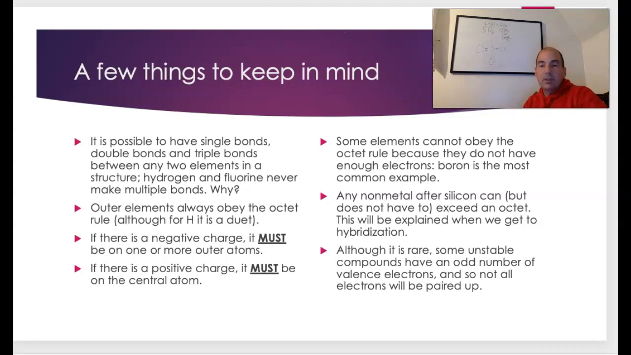And that has to do with something called hybridization, which comes up later in the unit. So for now, just understand that any nonmetal after silicon, not including silicon, can exceed an octet. And yes, it is possible once in a while that you're going to end up with an odd number of electrons, and so you can't pair everything up. But it's very rare, and it's not really going to come up all that much for us.